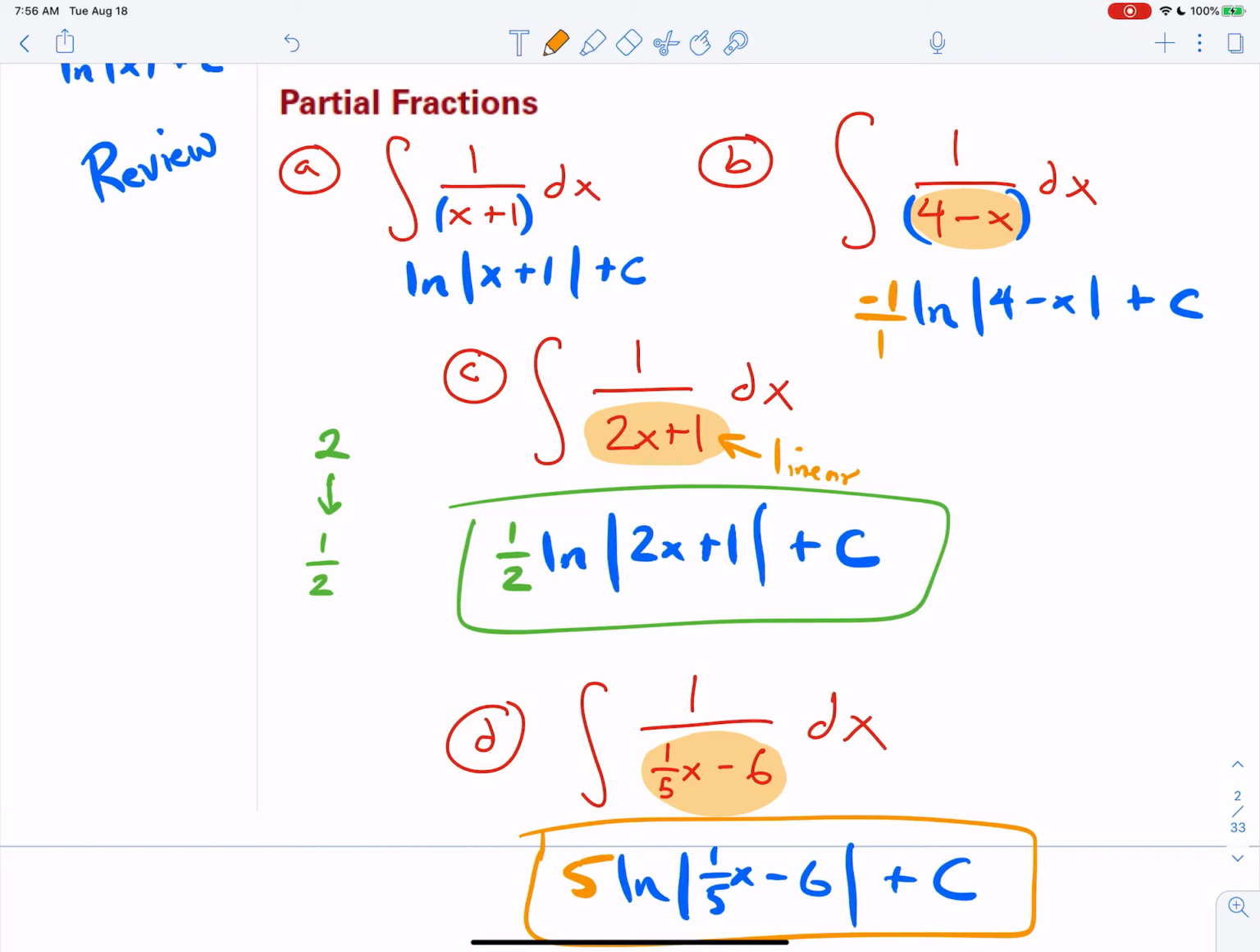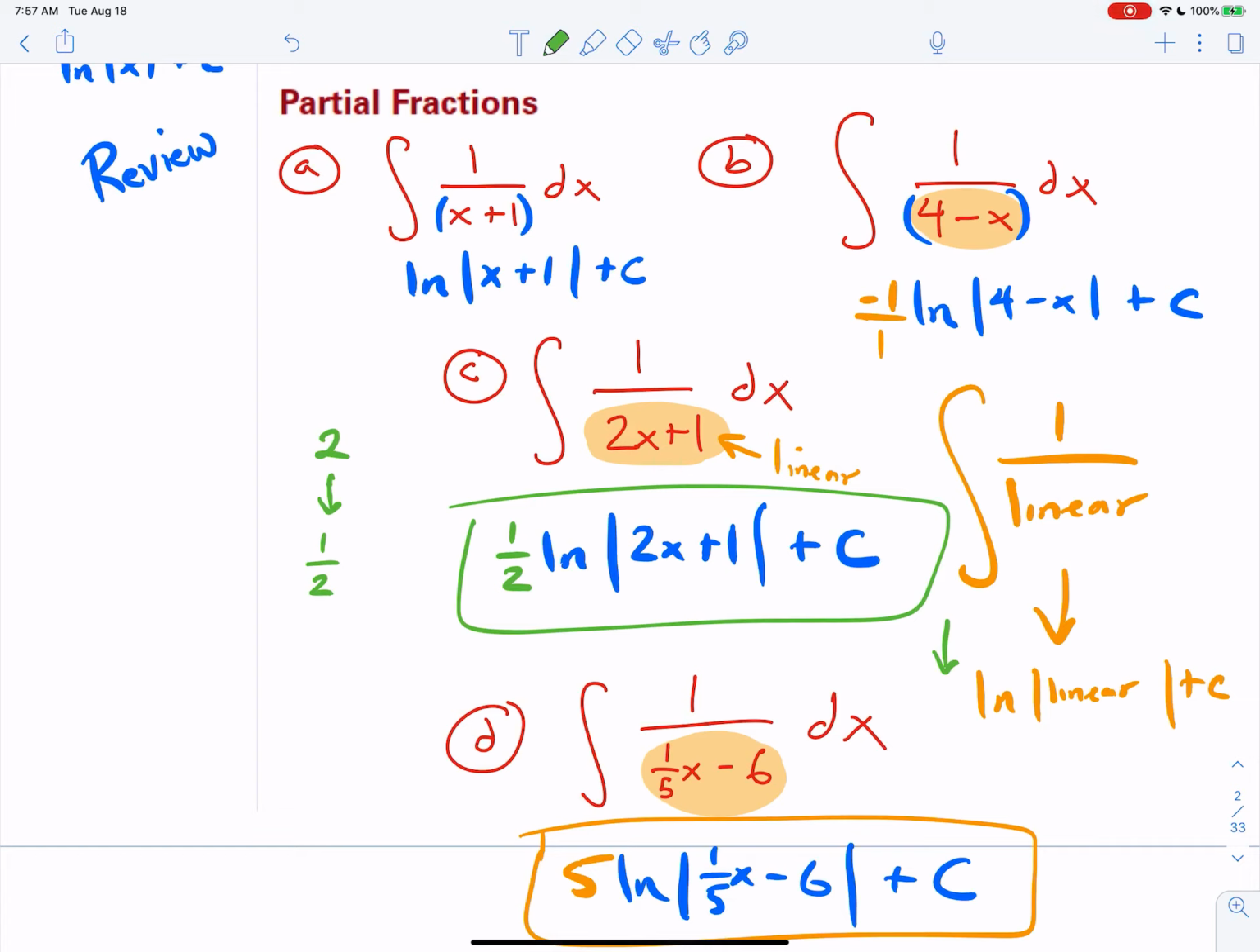So whenever it's 1 over something linear, you know you're going to get the natural log of whatever that linear is. The only thing in question is what goes out here, right? So whenever you have 1 over something linear, it's pretty easy to integrate. And that's the sole basis of today's concept.